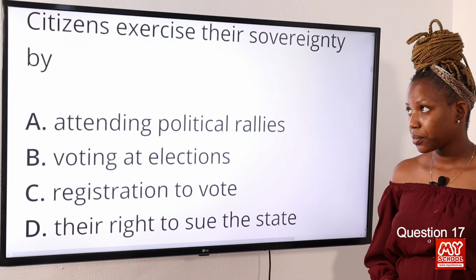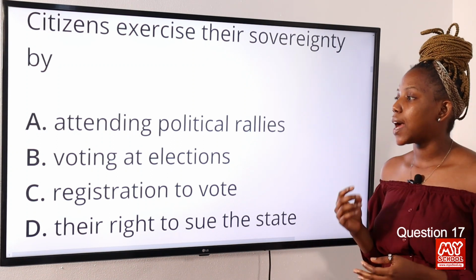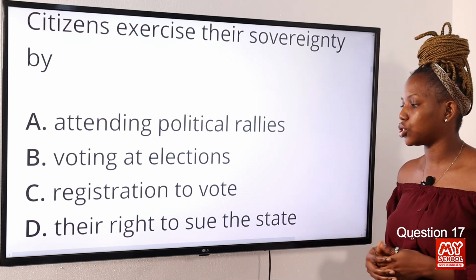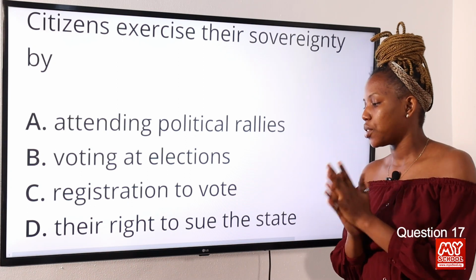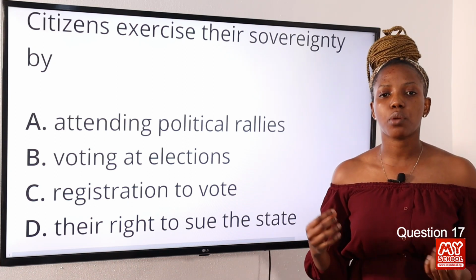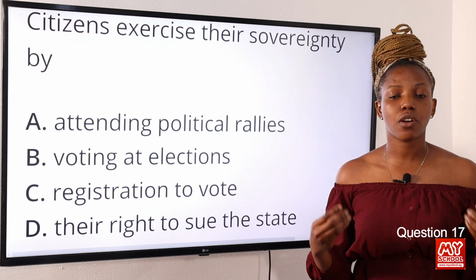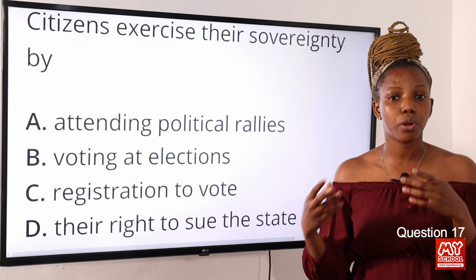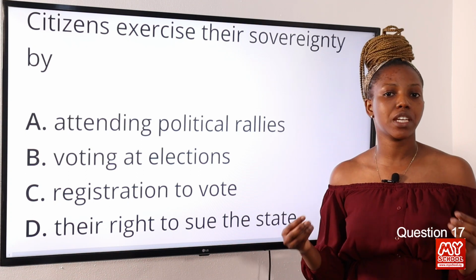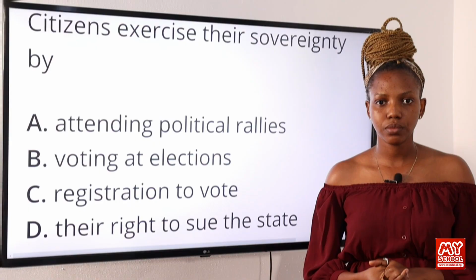Question 17. Citizens exercise their sovereignty by option A, attending political rallies, option B, voting at elections, option C, registration to vote, option D, the right to sue the state. The answer to this question is option B, voting at elections. So citizens exercise their sovereignty, that is their supreme power and authority, when they vote during elections for their preferred candidates. So option B is the correct answer to this question.